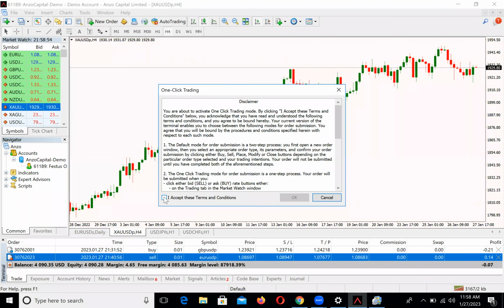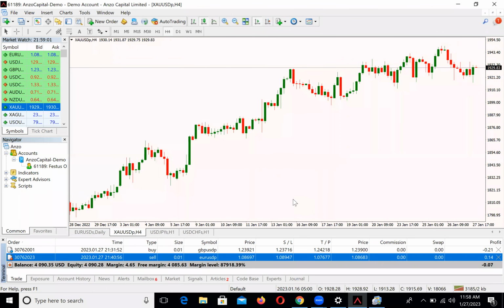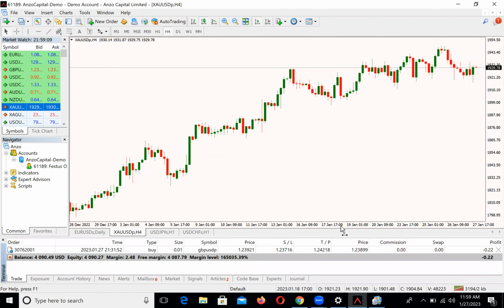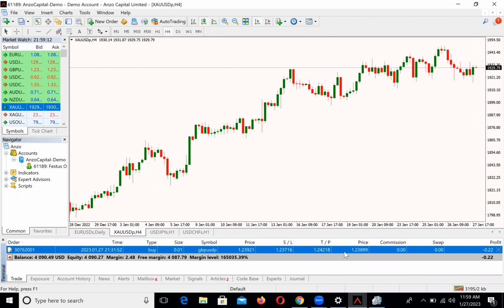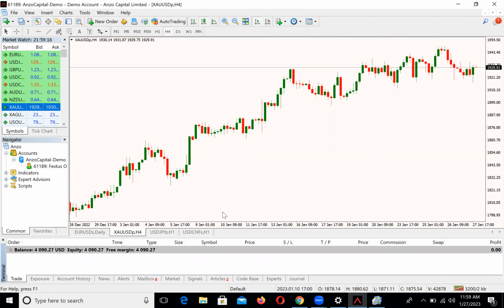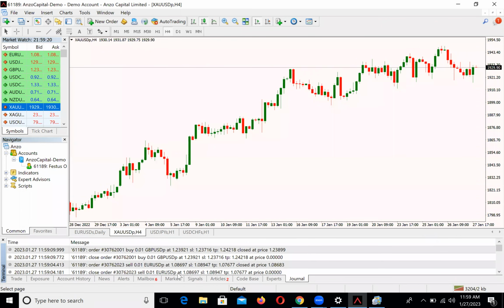So this is a sign telling you to just read the terms and conditions. You can read it. Then click on I accept and click on OK. This is your first time of doing it, that's why I'm showing you like that. So once you've done that, you can then start closing your trade. Close that. Let's close the next one. Close our trade. All right, so that's that.